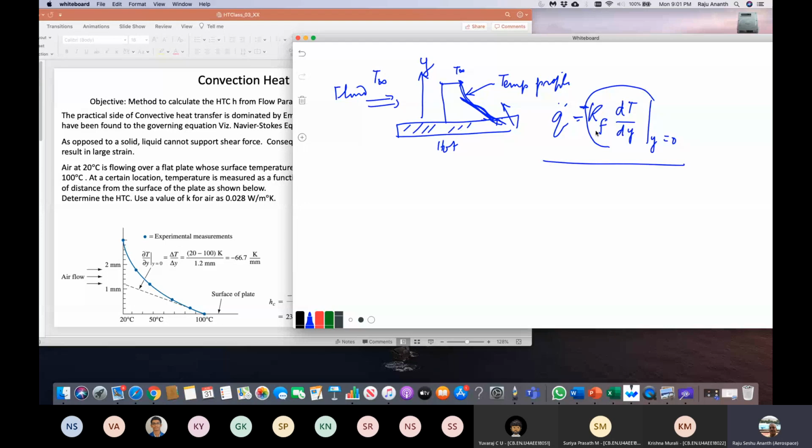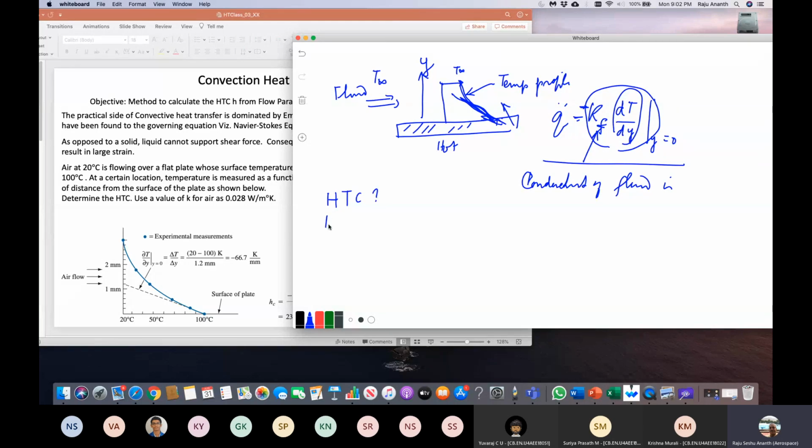Okay, now the interesting thing is the slope here decides exactly the temperature profile. So minus k dT/dy at y equal to 0 gives you the heat flux. So microscopically, look at that, still the conductivity of the fluid is involved. Now the convection, the whole objective of convection is to find out what's HTC.